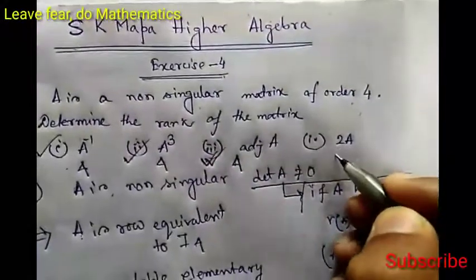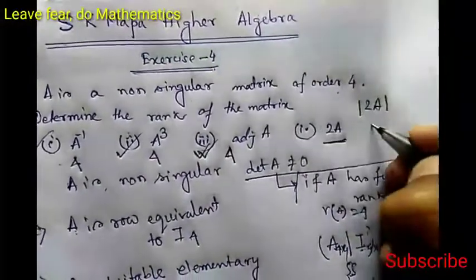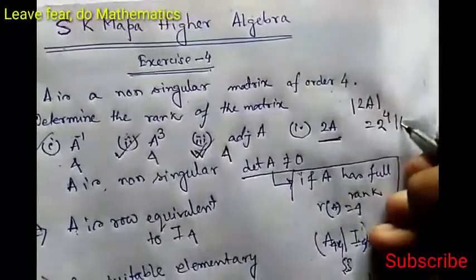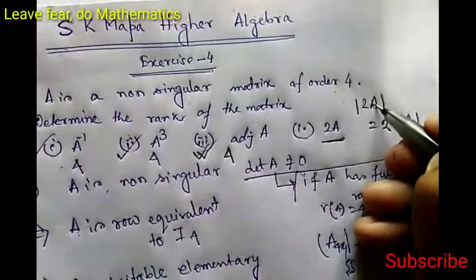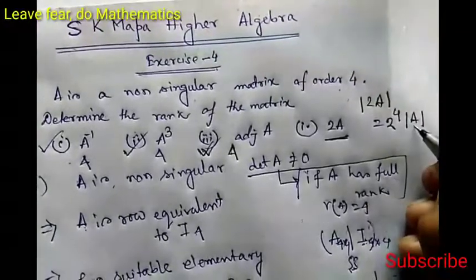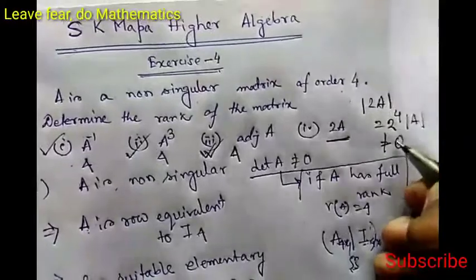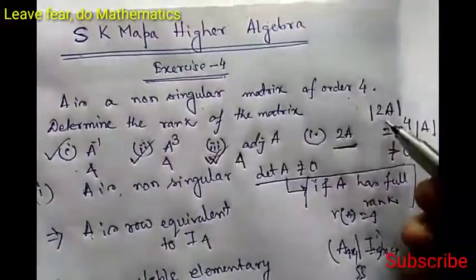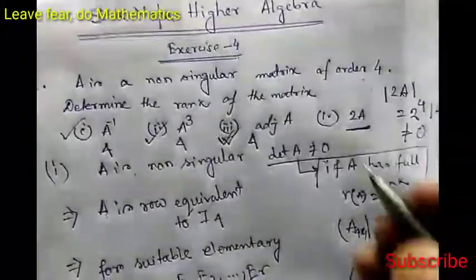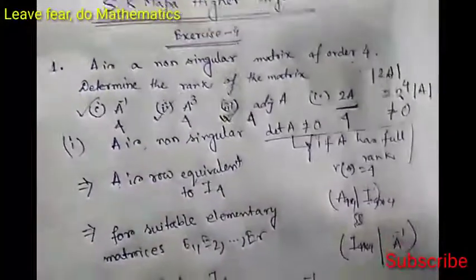To find the rank of 2A, let us find the determinant of 2A. Det of 2A equals 2 to the power 4 times det of A, because A is a matrix of order 4, which gives the factor 2 to the power 4. So 2 to the power 4 times det A is not equal to 0, so the determinant of 2A is not equal to 0. So 2A has full rank, that means 2A also has rank 4. So all the given matrices here have rank 4.